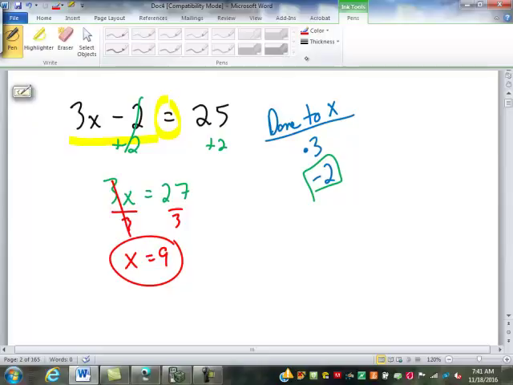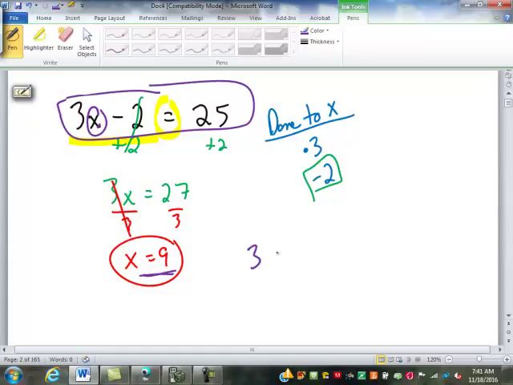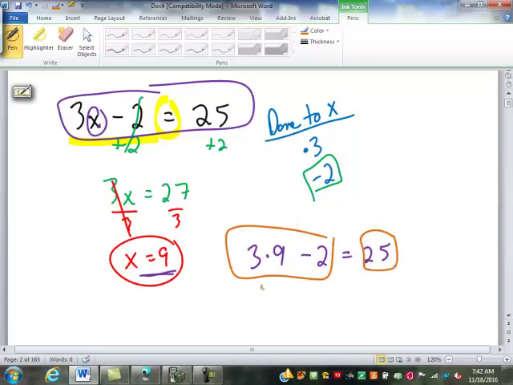Now, if you're not sure if you did it correctly, you can always go back to the original equation and replace the variable with the value that it equals. If x equals 9, I can replace x with 9 in there. So instead of 3x, I can write 3 times 9 minus 2 equals 25. And then double check. Does this come out to the same value over here as I have over here? Well, 3 times 9 is 27, minus 2 is 25. I do have the same value on both sides.